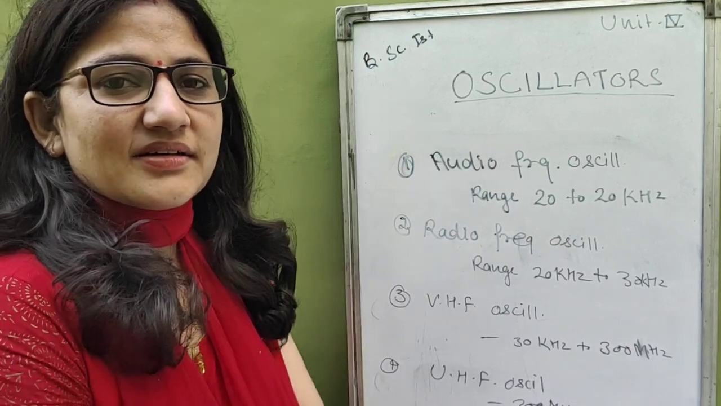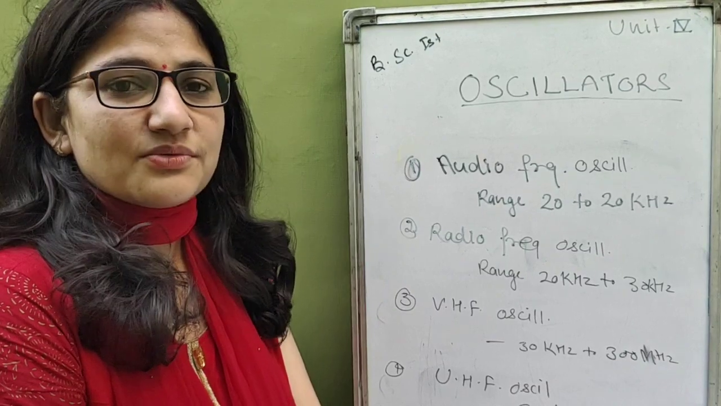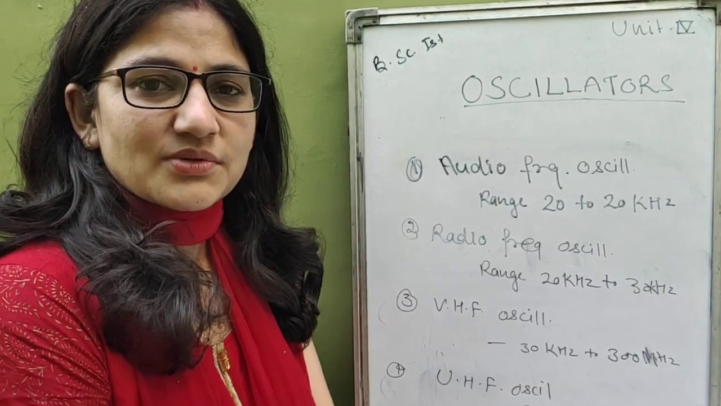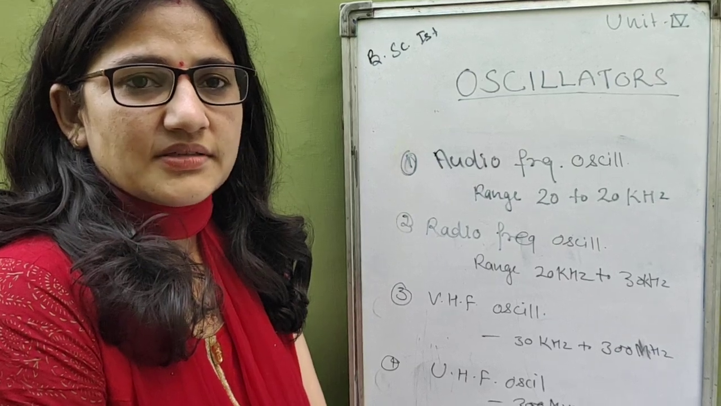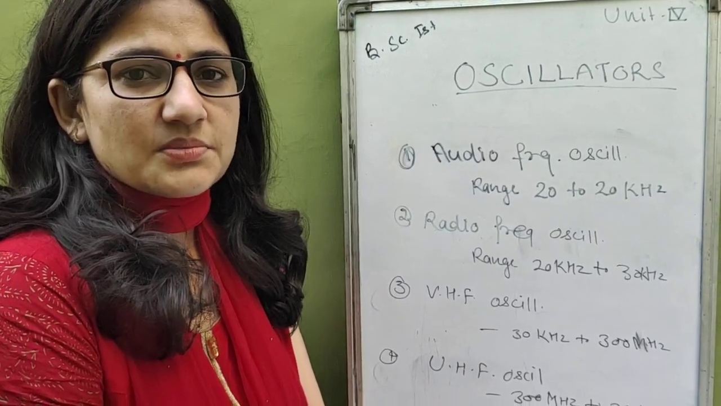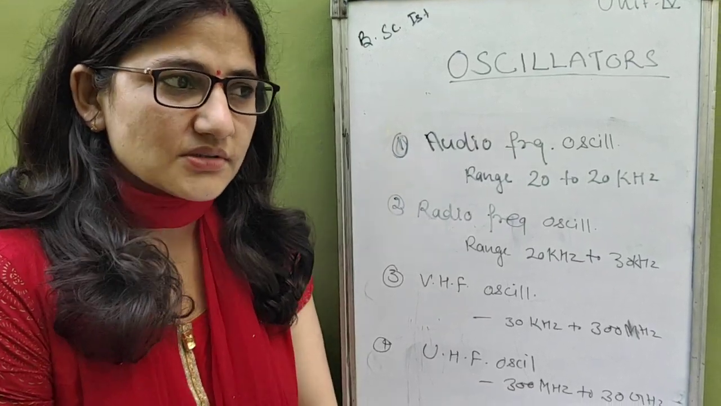As we have completed the 3 units of our syllabus, now it's time to start our 4th unit, and the name of the 4th unit is oscillators. As the name suggests, it depends on oscillatory motion. And what do you mean by oscillatory motion?